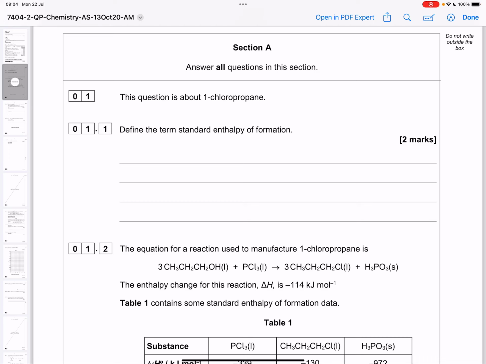This question is about 1-chloropropane. Define the term standard enthalpy of formation. So all the enthalpy change definitions start with the enthalpy change when 1 mole. So the enthalpy change, you could change that to the heat energy change, but it would have to be heat energy change.